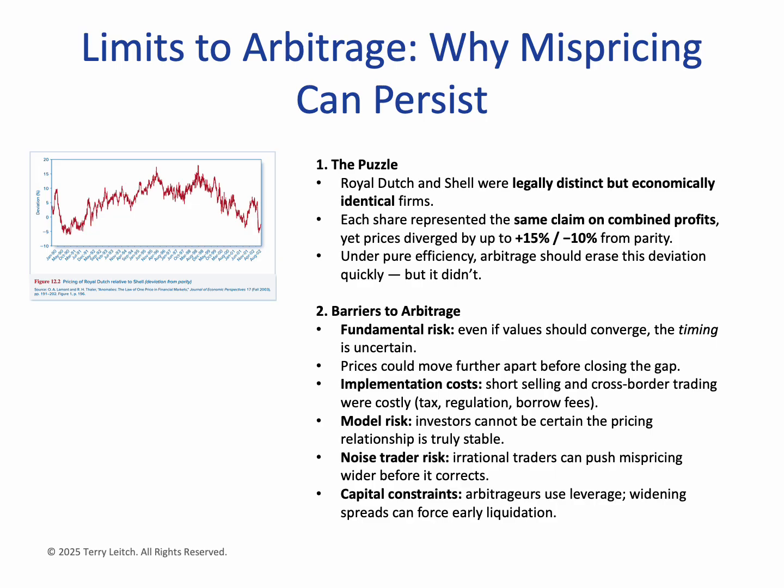They can differ in price by 15%. Okay, and this plot is 12 years. This has been going on since the first time I saw this. It's been going on for a long time. Okay, so why would that happen? Under pure efficiency, arbitrage should erase this deviation, but it doesn't.